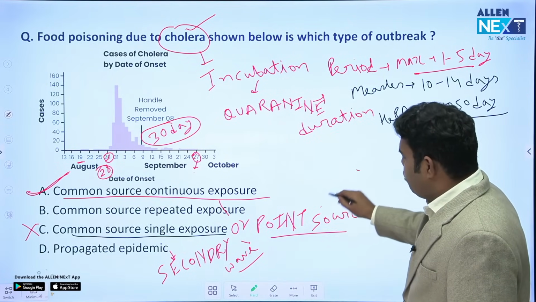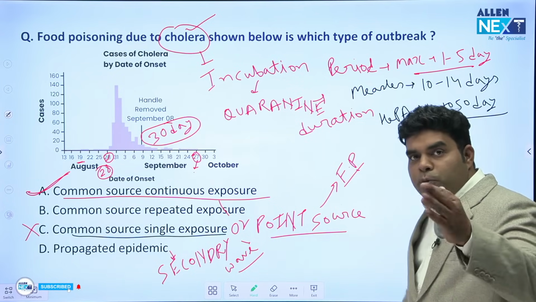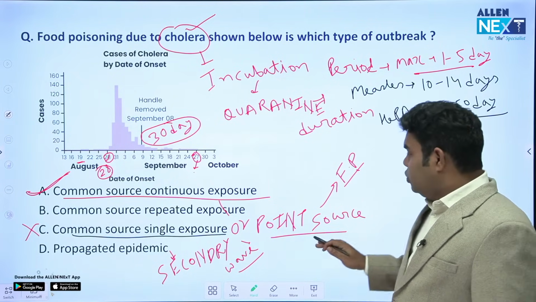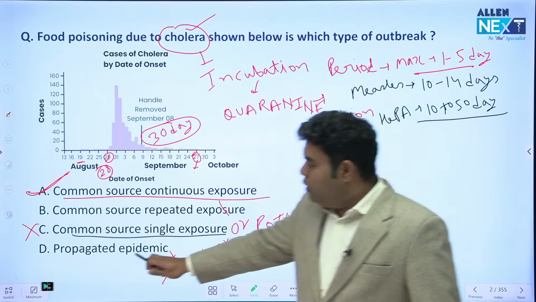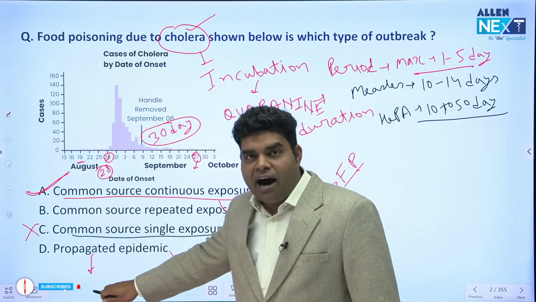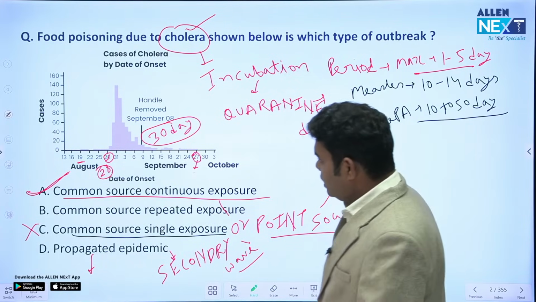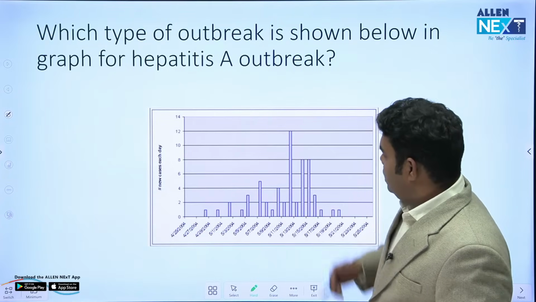And the example of point source epidemic is all the food poisoning. If any food poisoning occurs in a hostel area, mostly they are examples of common source single exposure. And examples of propagated are all this COVID, SARS, MERS, all the pandemics are propagated. Okay. So here the answer is common source continuous exposure. Let's have some more relevant questions.